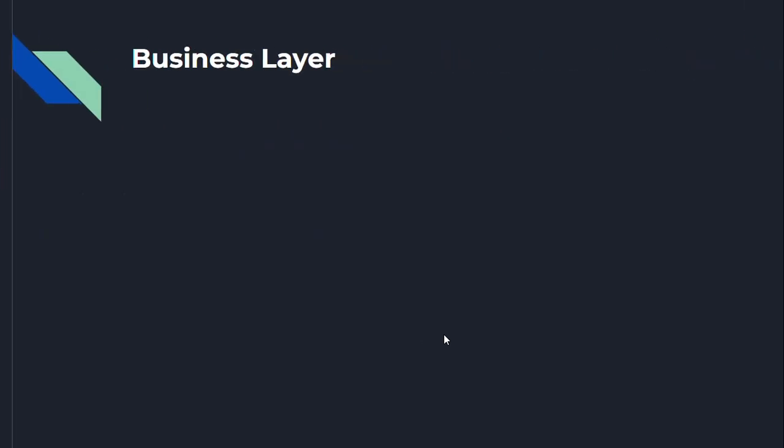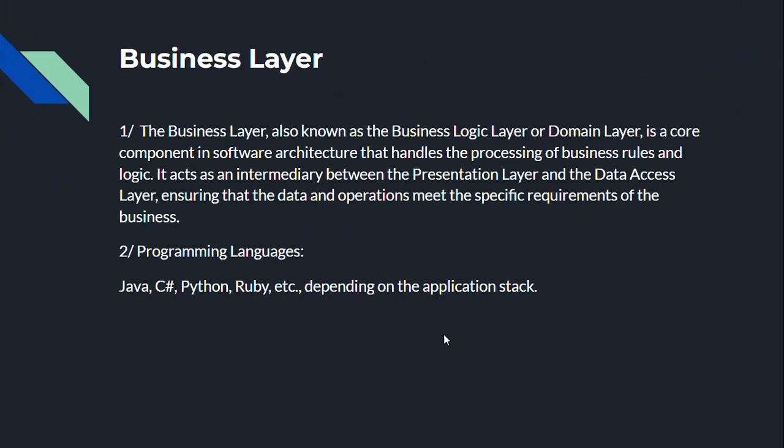Okay. The second one is the business layer, also known as the business logic layer. That means whenever you are doing anything by using the presentation layer, internally they have to follow some specific criteria. Let's take an example. You are filling a registration form, maybe a passport registration form.